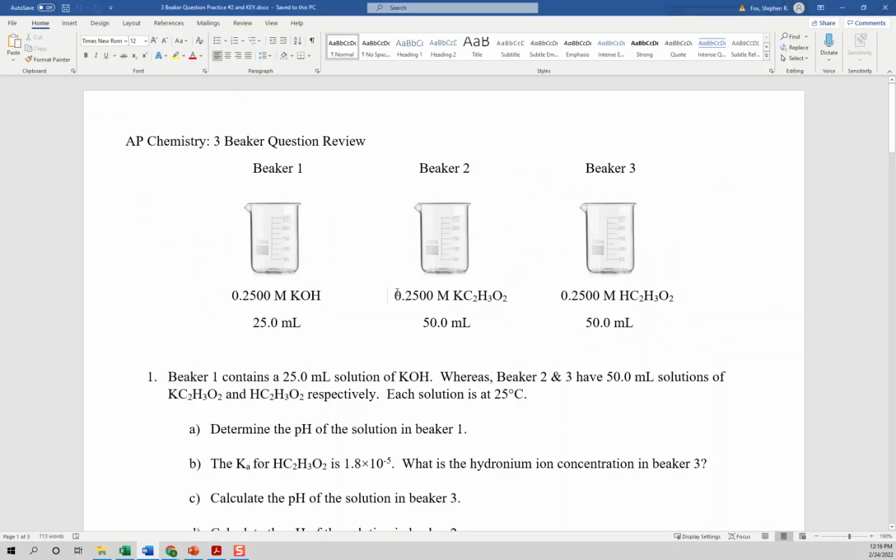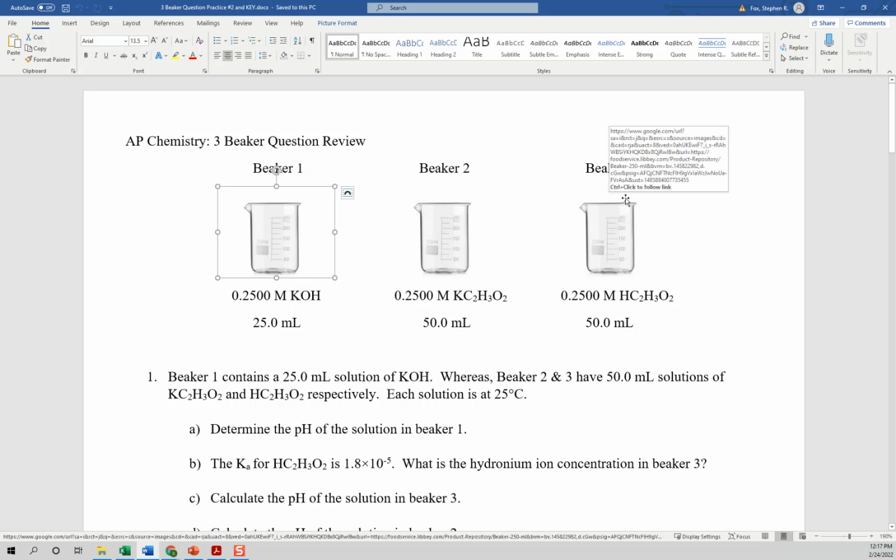All right, another thing to start thinking about is we're probably going to start mixing things together. Okay? If I mix beaker 2 and beaker 1 together, nothing's really going to happen because potassium's not going to react with potassium, and acetate's not going to react with hydroxide, right? Bases don't react with other bases, right? So mixing beaker 2 with beaker 1 won't do anything, all right? If I mix beaker 1 with beaker 3, all the hydroxide would react with acetic acid, right? Hydroxide reacts with any acid.